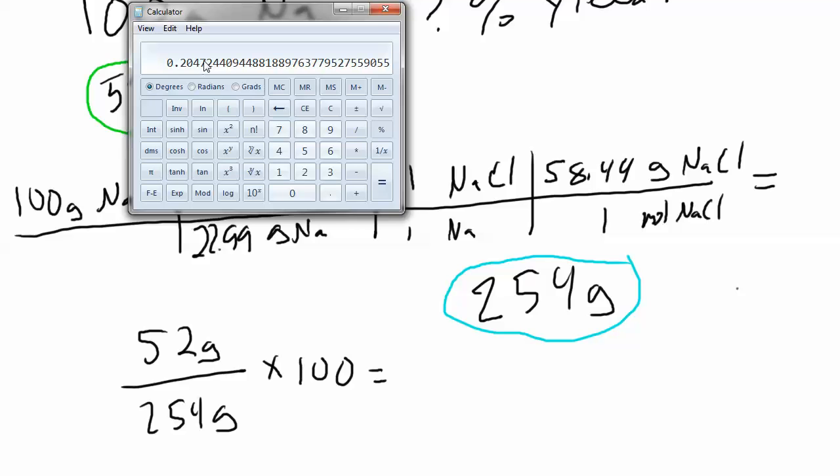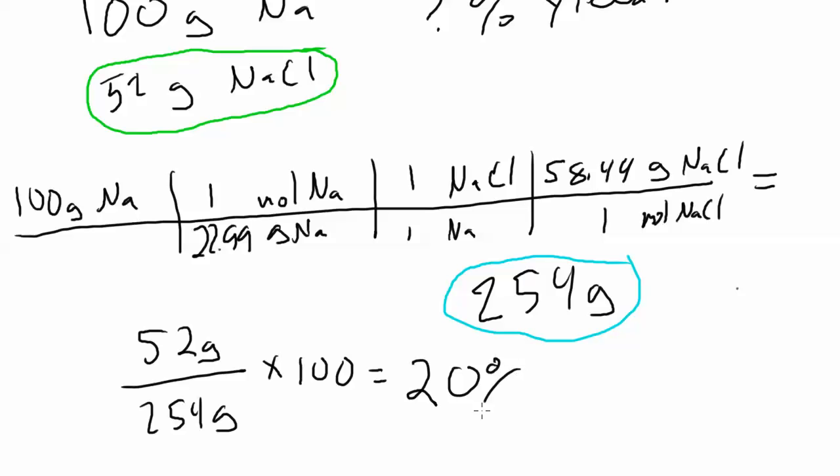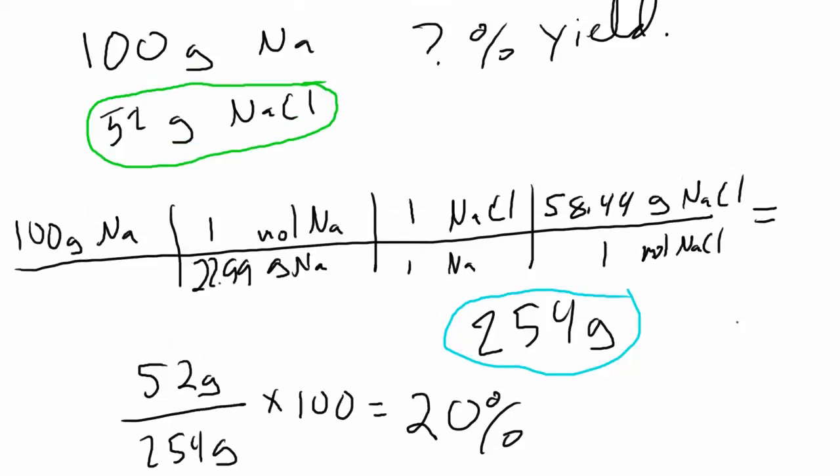0.2047. So we're going to multiply by 100, move the decimal 2 spots, and then I want only 2 significant figures because this is 2 significant figures. So it looks like 20% yield on these numbers that were given to us here.